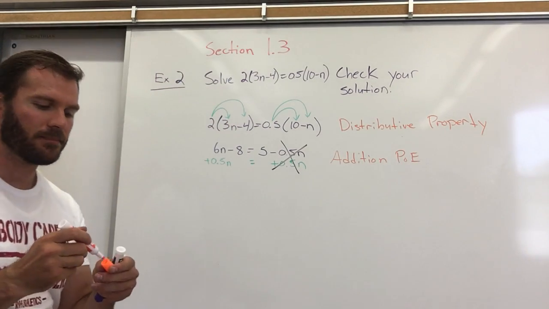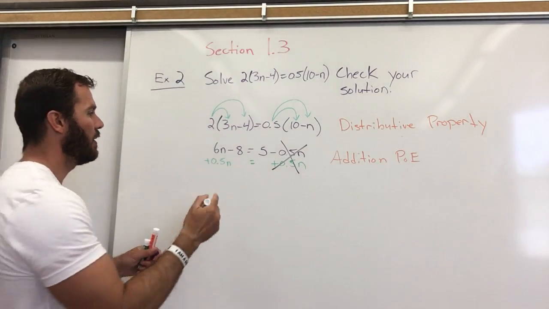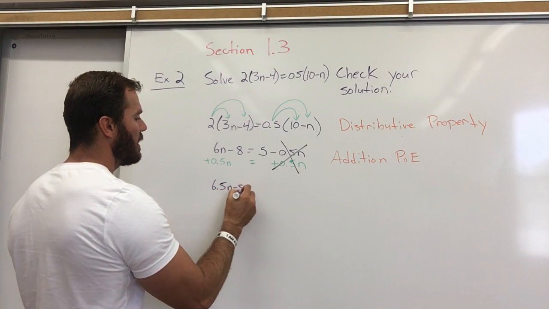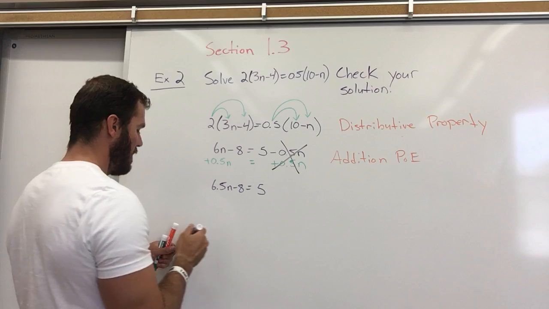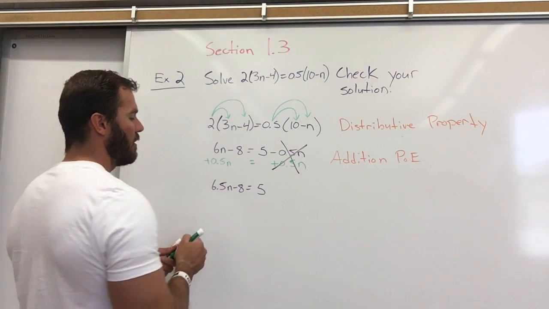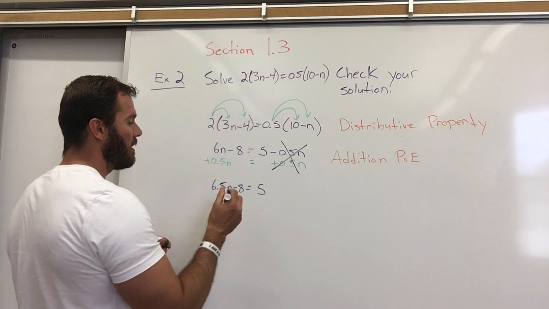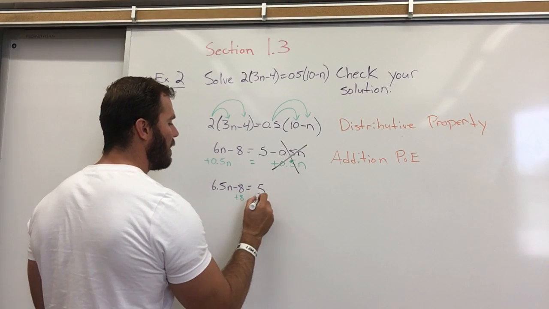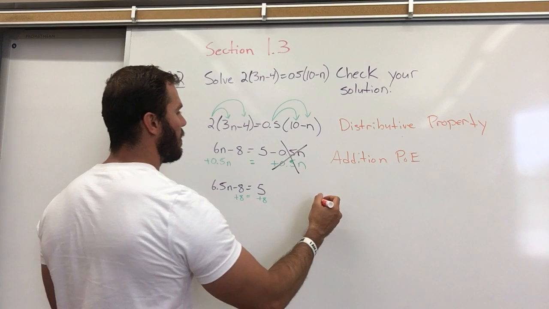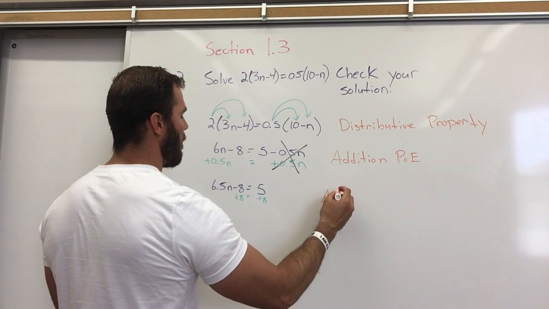Okay? We get 6 plus 0.5 is 6.5n minus 8 equals 5. Okay, we're almost there. Let's subtract that, or get rid of this 8 by taking the opposite, which is adding 8 on both sides. Okay, that's the addition property of equality again.